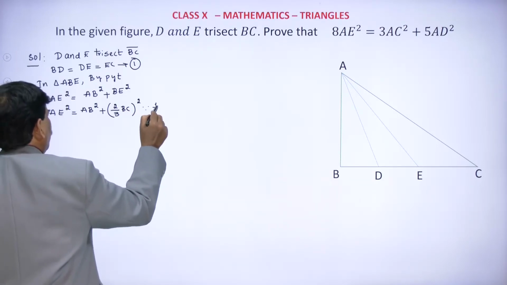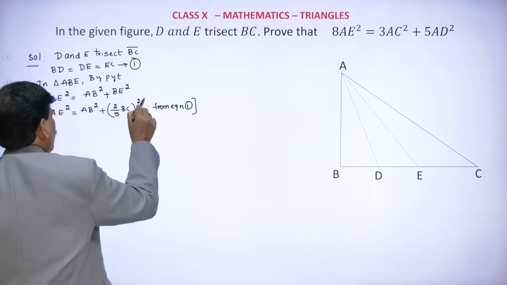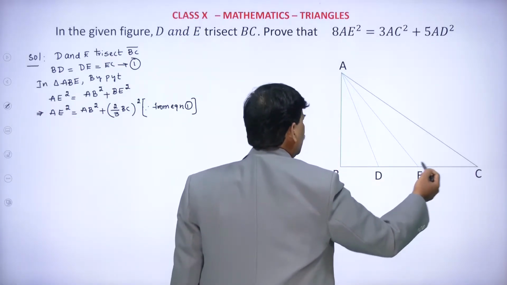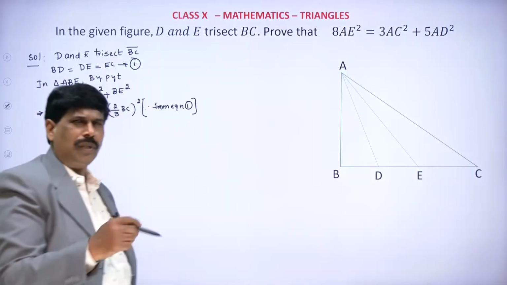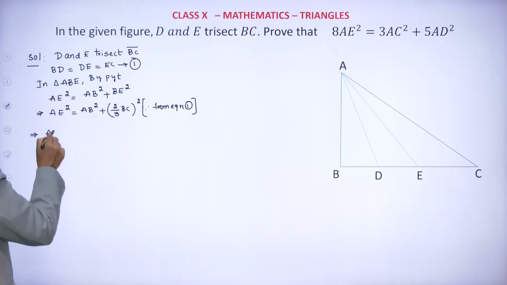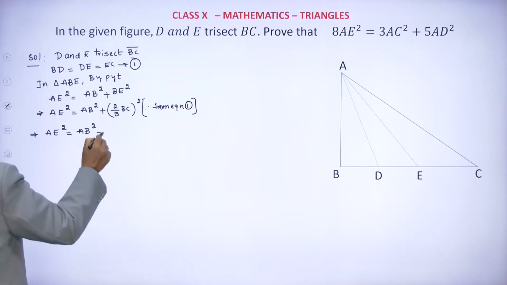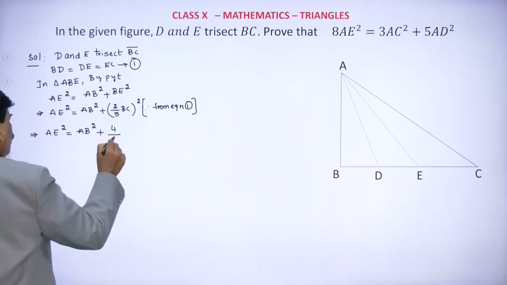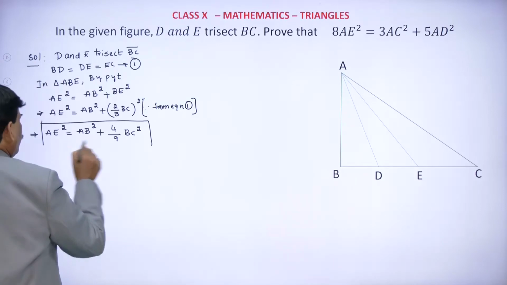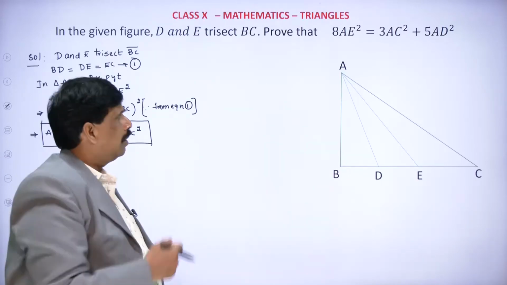Since from equation 1. Why is it 2/3 of BC? Because BD is equal to DE. These are the two parts and the entire is 3 parts. So, 2/3 of BC. So, AE square is equal to AB square plus 4/9 BC square. Four by nine BC square, that is AE square.